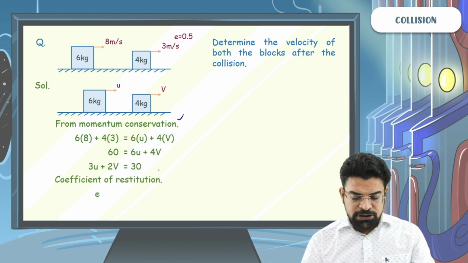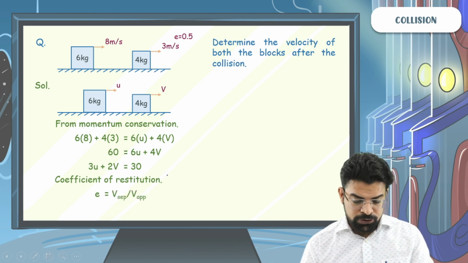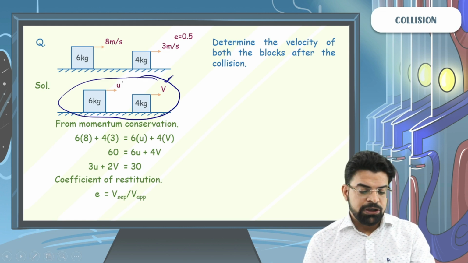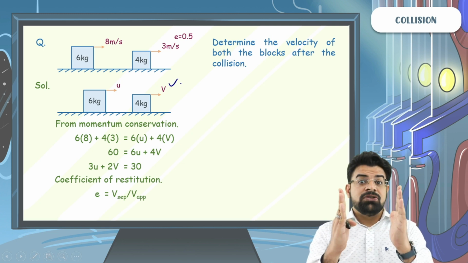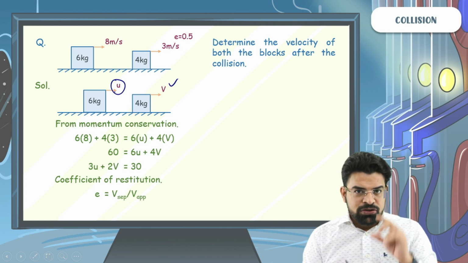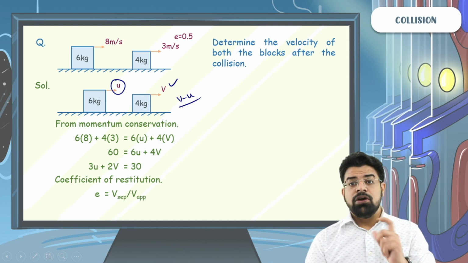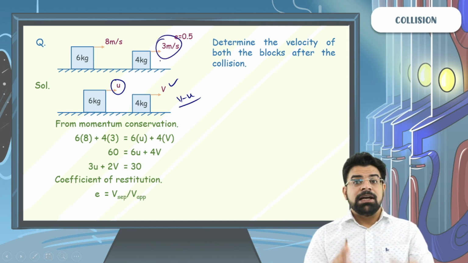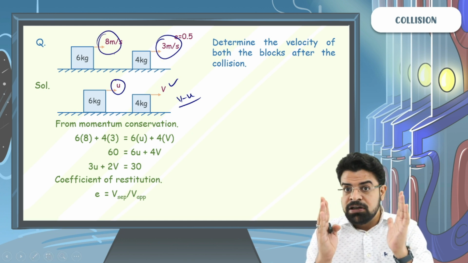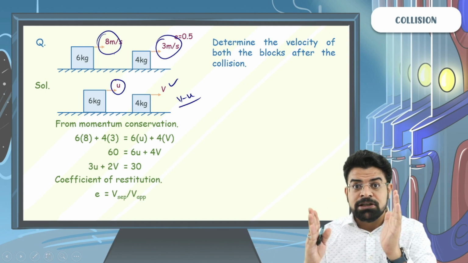We will say that coefficient of restitution E equals to velocity of separation upon velocity of approach. Now here, after collision, how will you write the velocity of separation? Again, the velocity V is trying to increase the separation. The velocity U is trying to decrease the separation. So the velocity of separation will be V minus U, while the velocity of approach, this velocity of 3 meter per second is trying to increase the separation, while the velocity of 8 meter per second is trying to decrease the separation. So the velocity of approach will be plus 8 minus 3, that will be 5.